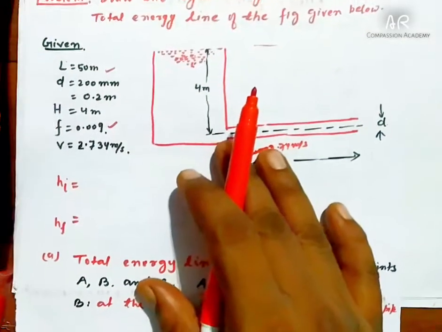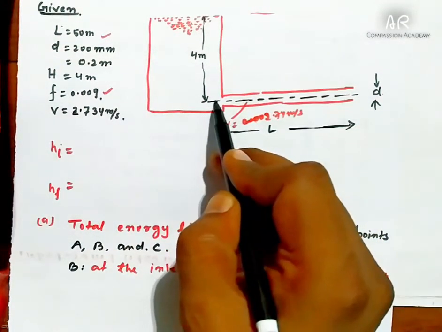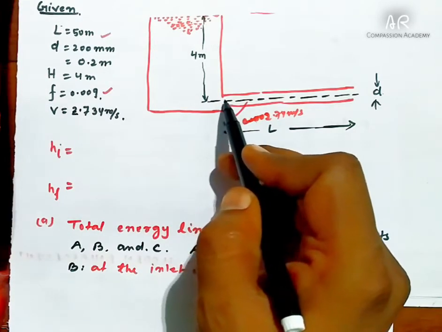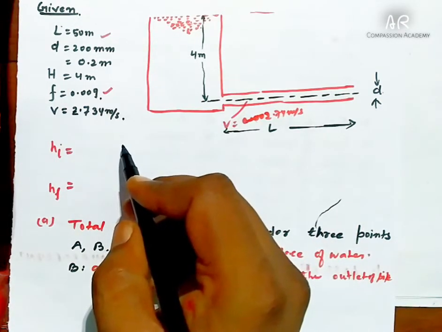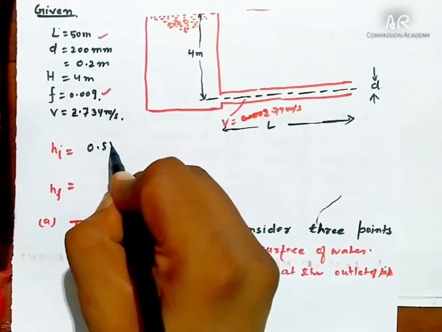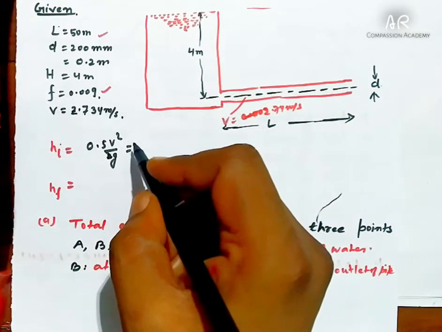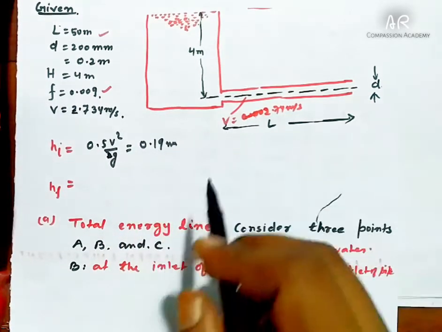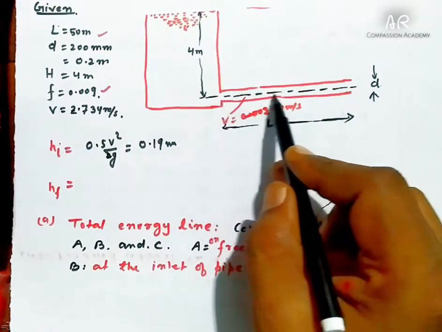line for this problem. So first of all, we know from the minor energy loss that when the fluid enters this pipe, it is called the inlet of the pipe. So at the inlet of the pipe, there is a loss of energy, and that energy loss at the inlet of the pipe is given as 0.5 V square by 2g. If we put the value of V and g, then it comes to 0.19 meter.